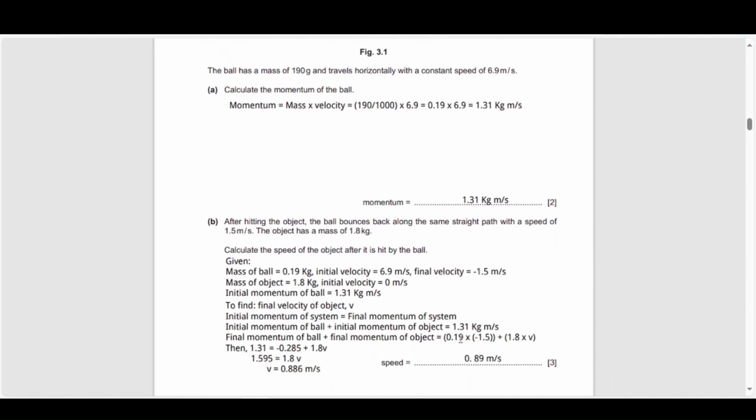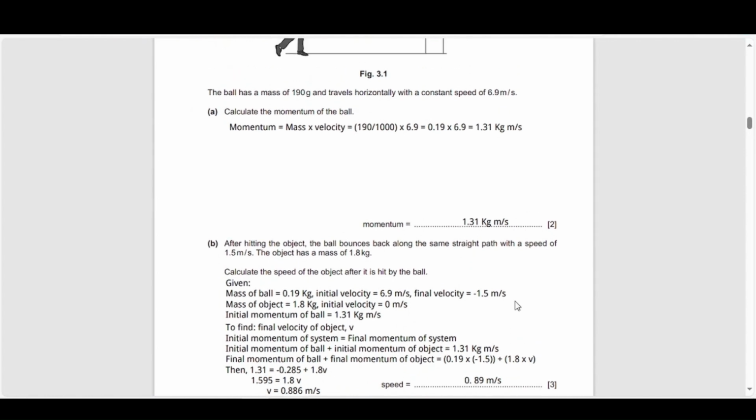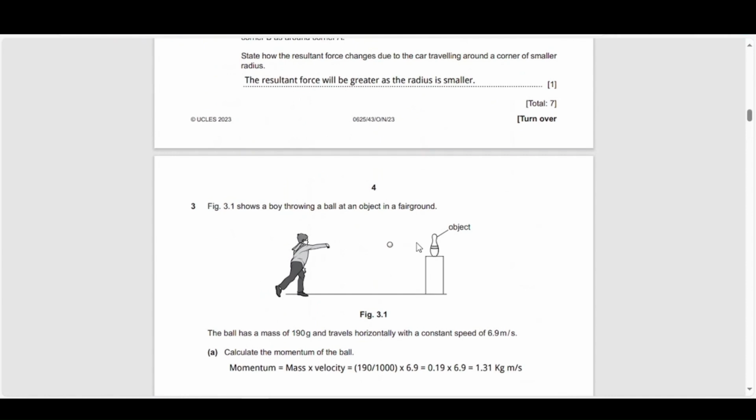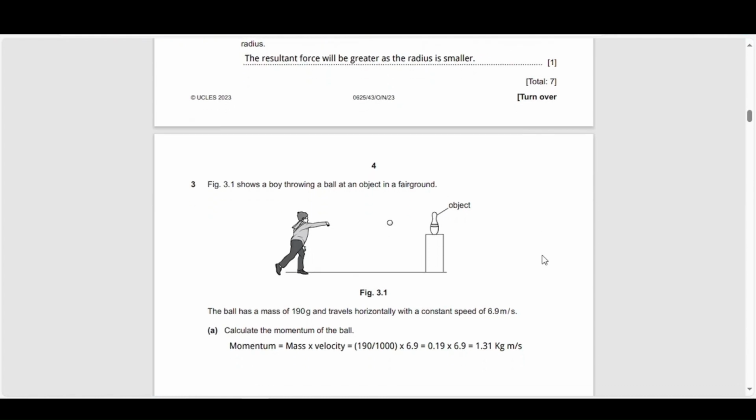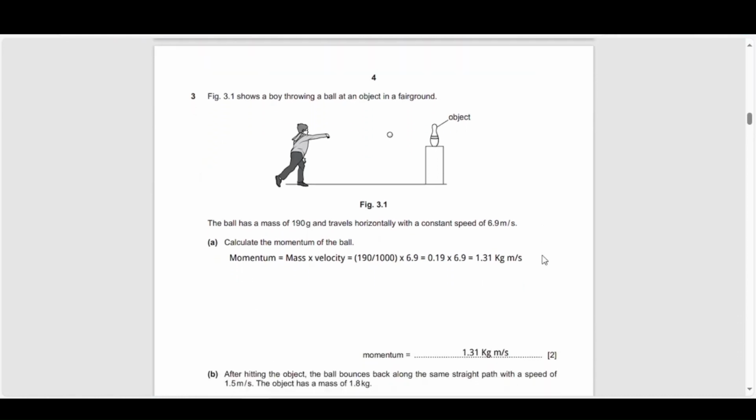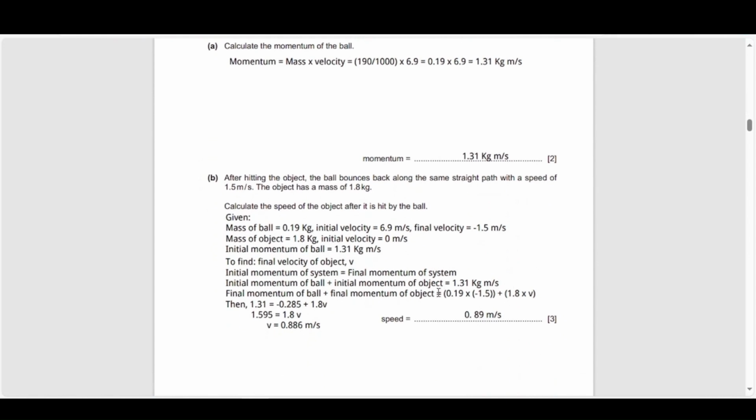That's what we've done here, 0.19 times minus 1.5. And the reason for doing that is because they've said the ball is traveling back in the opposite direction in the exact same straight line. We did mention at the start that the convention is, because they've said 6.9 meters per second here for an object that's traveling from left to right, we have taken the convention of a body going in this direction as positive, whereas if it's going in the opposite direction, as it does after the collision, it's going to have a negative value. So the 1.5 meters per second would be negative, which we've got here.